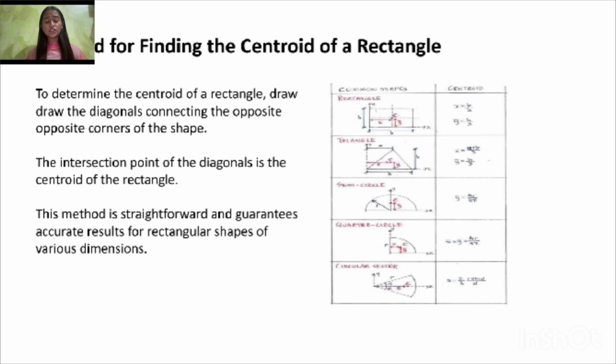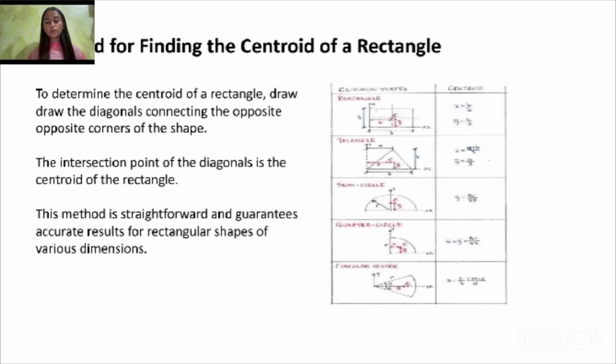Now let us see the shapes and centroids. How can we determine it in a diagram? First, let us see a rectangle. In a rectangle, there is a height and breadth. The same thing will repeat for everything, like triangle, semicircle, quadrant, circle, circular sectors. But the formula differs based on the shape.